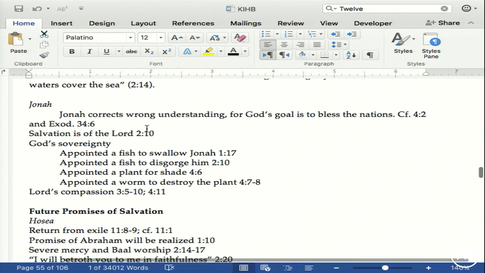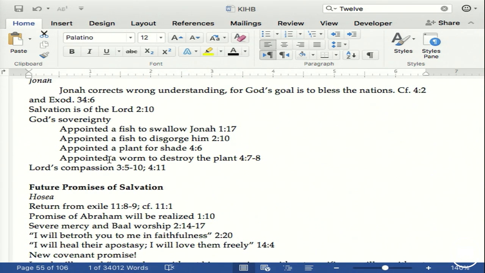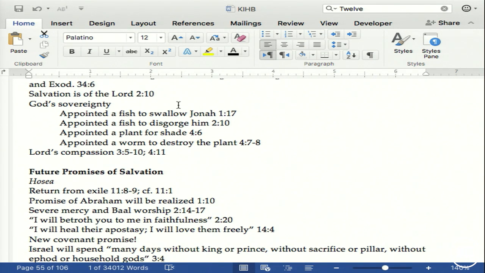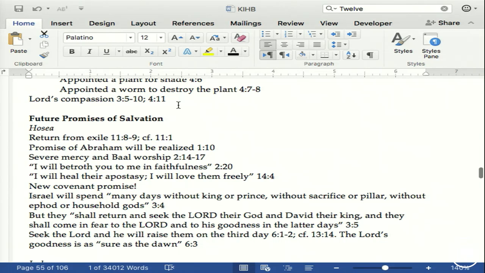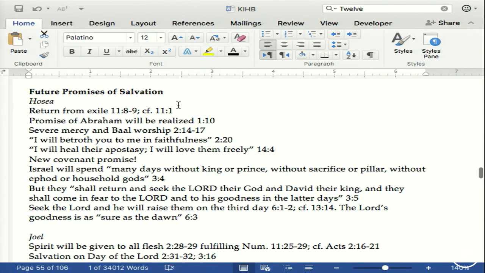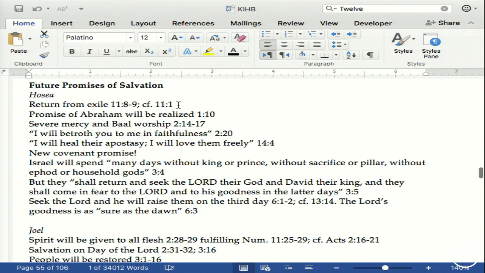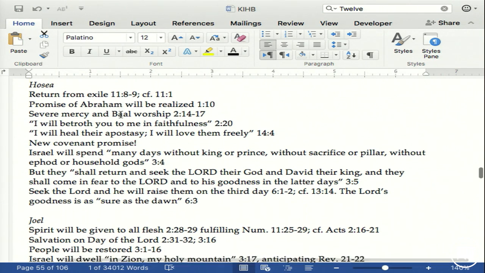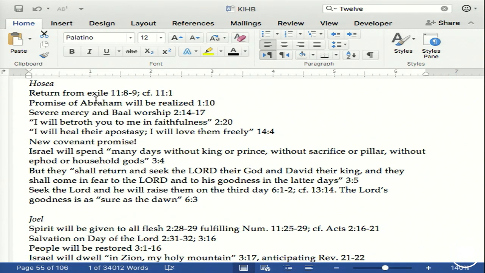Of course, Jonah, you're very familiar with Jonah. Very strong emphasis on God's love for the nations. Salvation is of the Lord, God's sovereignty in the book, the Lord's compassion for the nations. So you see the judgment in the Twelve, but also you see the promises of salvation. You see the promise of return from exile. I might come back to this, to Hosea 11, when we do Matthew.